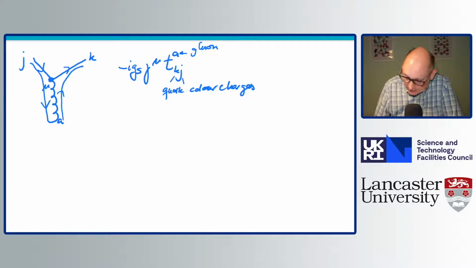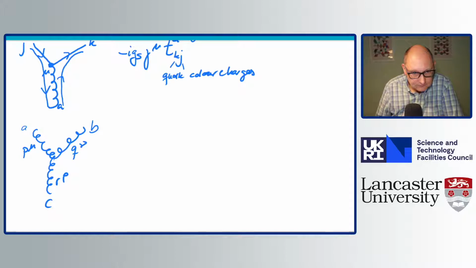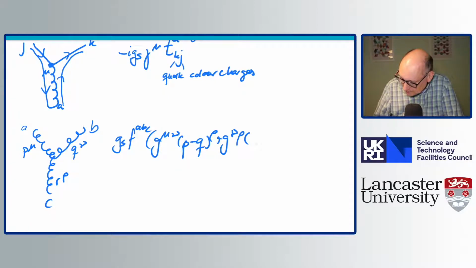So the new Feynman rule compared to QED is a three gluon vertex. Let's have the gluon charges a, b, c, with momenta p, mu, q, nu, and r, rho. So the rule for this vertex is g_s f^abc [g^mu nu (p minus q)^rho plus g^nu rho (q minus r)^mu plus g^rho mu (r minus p)^nu].